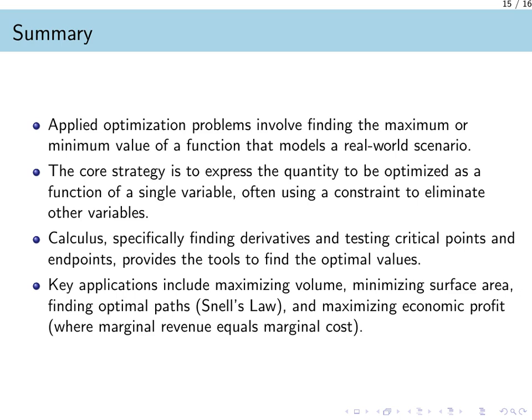Once we have that function, we use our calculus toolkit, finding derivatives, locating critical points, and checking endpoints, to pinpoint the optimal value. For example, the process for finding the dimensions of a can that minimize surface area is the same one used to find the production level that maximizes profit, where marginal revenue equals marginal cost. The essential takeaway is that this method provides a universal framework for turning complex optimization questions into straightforward calculus problems.